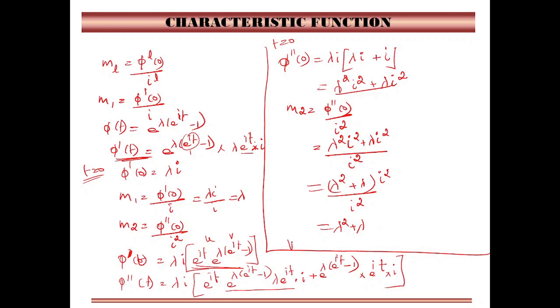Now finding the variance. The formula is m2 minus m1 square, which is equal to m2 is lambda squared plus lambda minus m1 squared, m1 is lambda. m1 squared is lambda squared, which is equal to lambda. This is the variance. So the variance of the Poisson distribution is lambda.